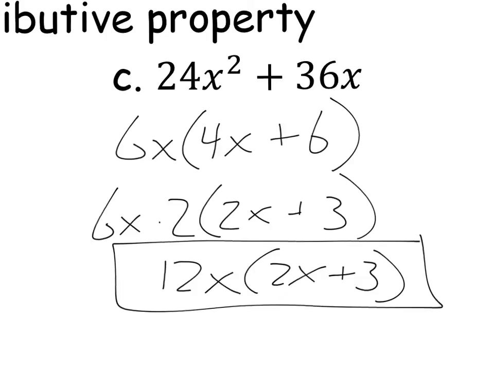Now, I could have saved myself a lot of trouble if I would have just noticed from the very beginning that I could take a 12 out of both of these numbers, a 12x actually out of both of these terms. That would have led me right to the solution, but I just didn't see it right away, and that's okay. I can just keep going until I'm down to something that I can no longer factor.